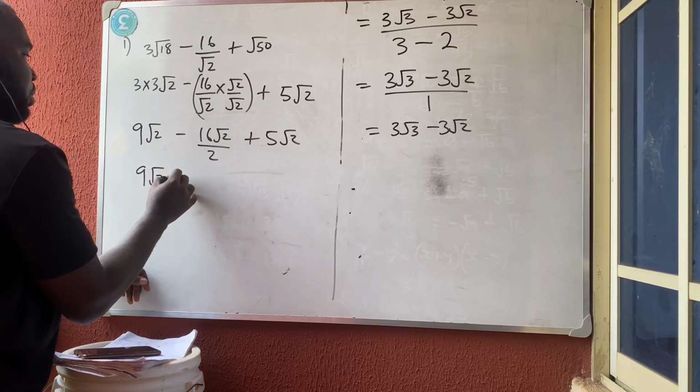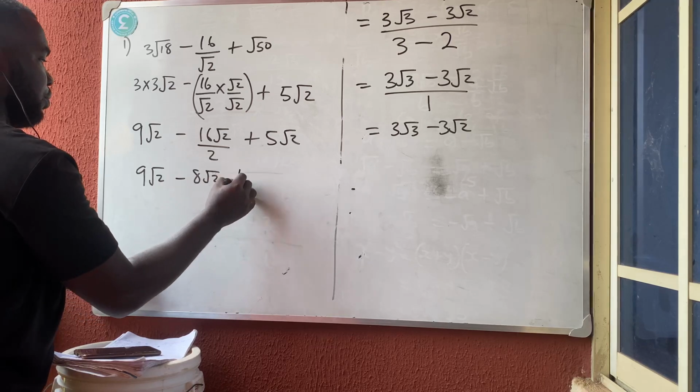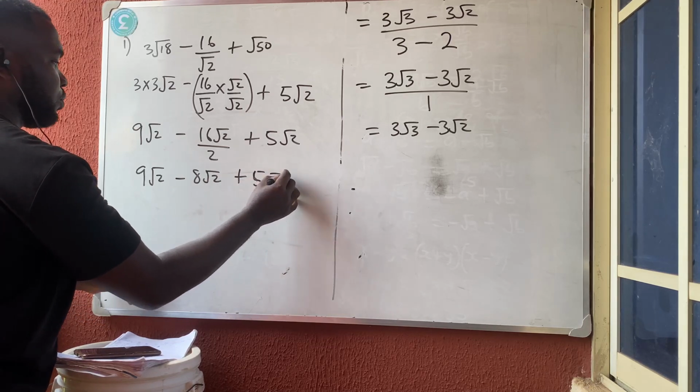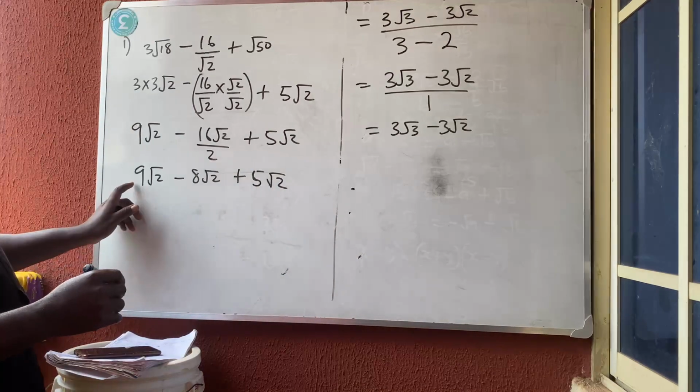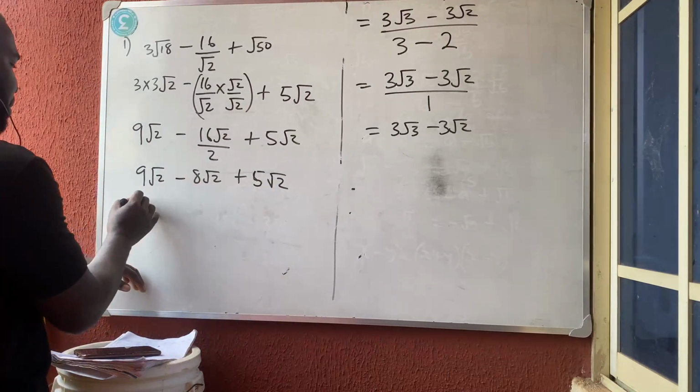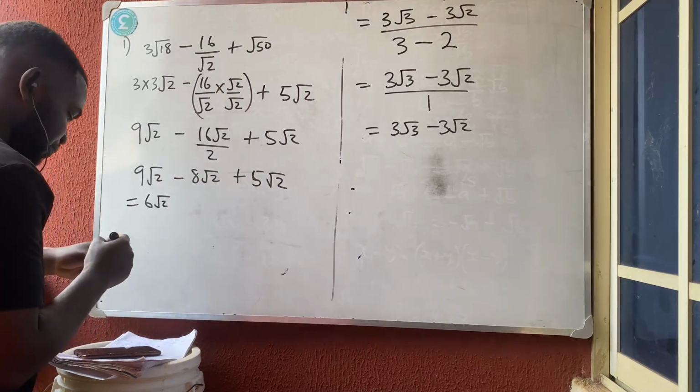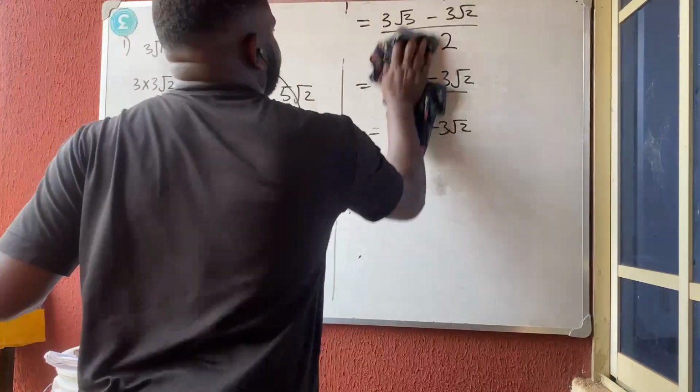So what do I have? 9 root 2 minus 8 root 2 plus 5 root 2. This minus this is 1, 1 plus this is 6. So my answer is 6 root 2. As simple as that.